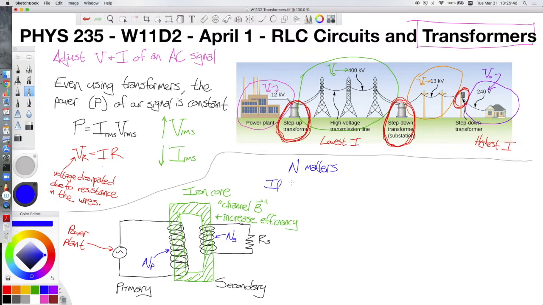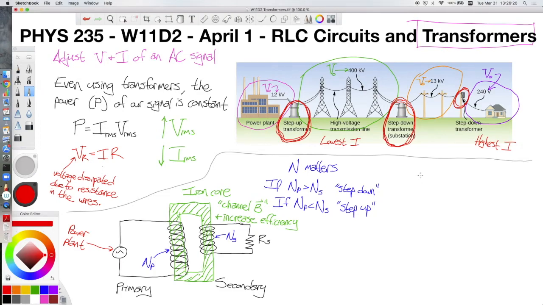If the number of turns in the primary coil is greater than the number of turns in the secondary coil, this means this will be a step-down transformer, meaning the voltage will decrease. And vice versa, if the number of turns in the primary coil is less than the number of turns in the secondary coil, this will be a step-up transformer, raising the voltage. And the number of turns in these inductors enter into our equations for the voltage across each of these circuits.